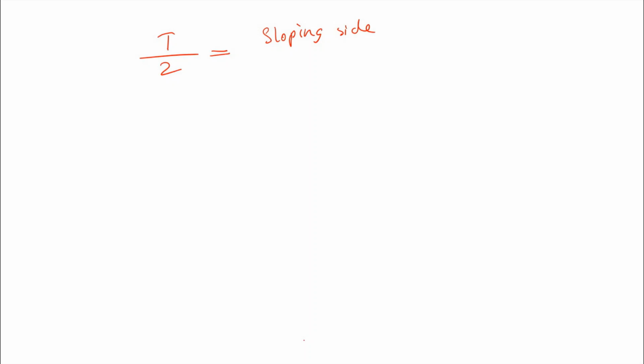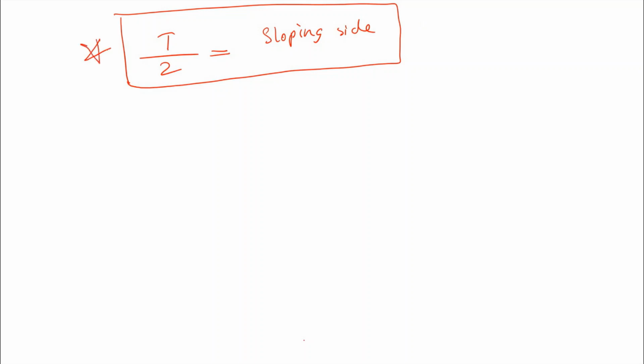So T by 2 is equal to the length of the sloping side. So the first condition for a trapezoidal section to be economical or most efficient is that half of the top width is equal to the length of one sloping side. Now let us see the value of m.